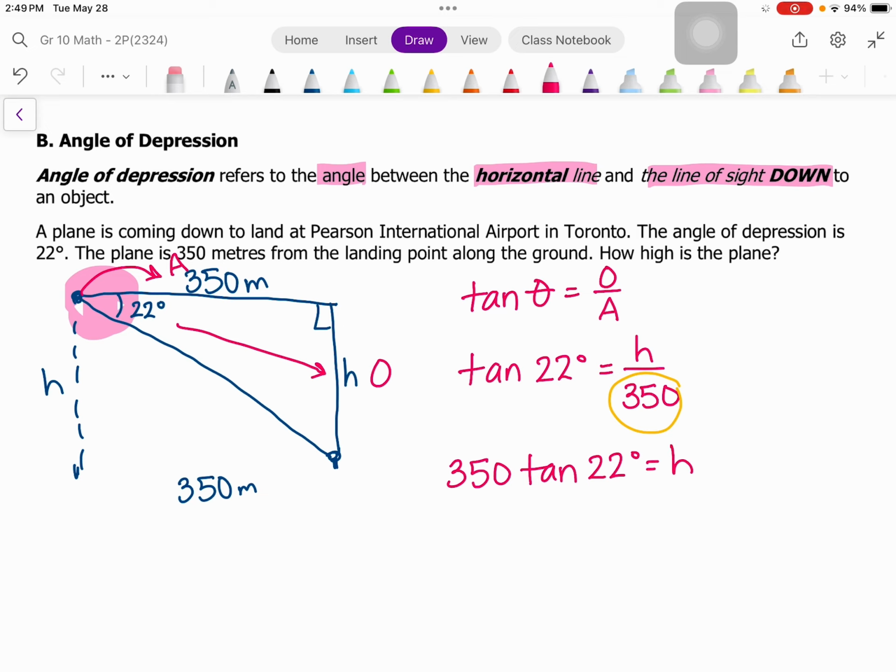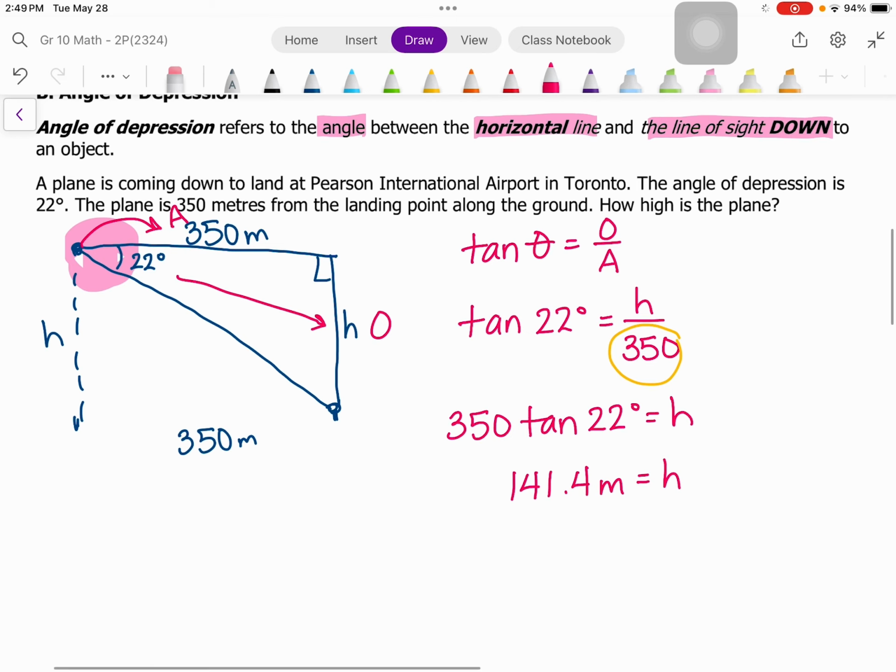And when we input this into our calculator, 350 times tan 22 is equal to 141.4 meters. So therefore, the plane is 141.4 meters high.